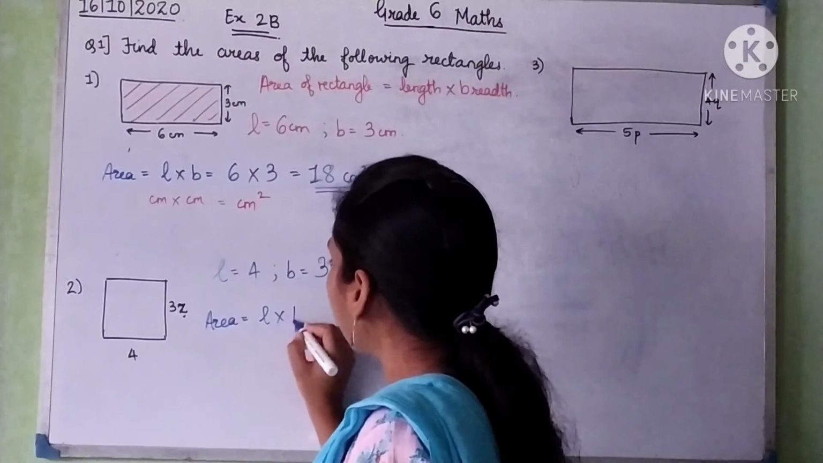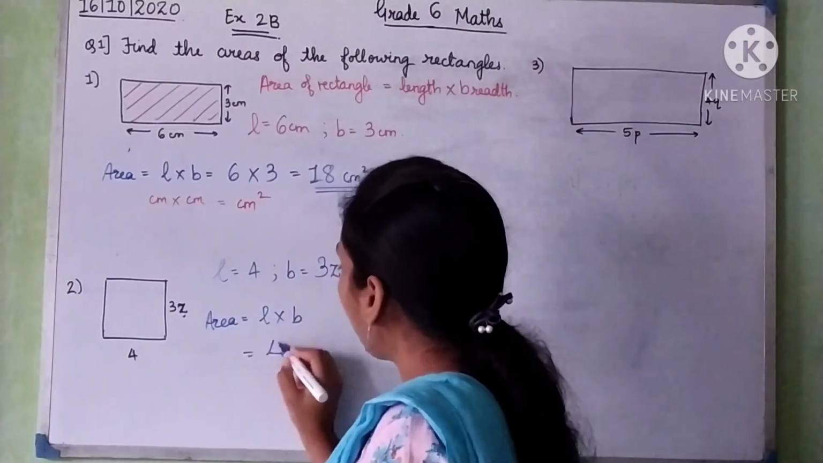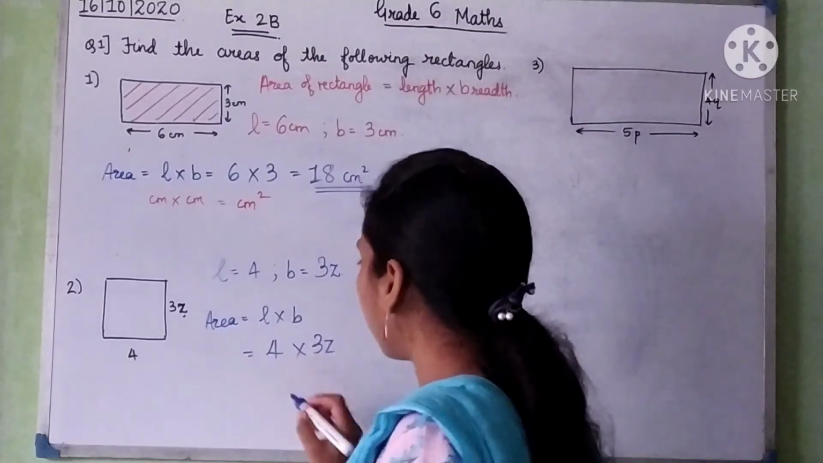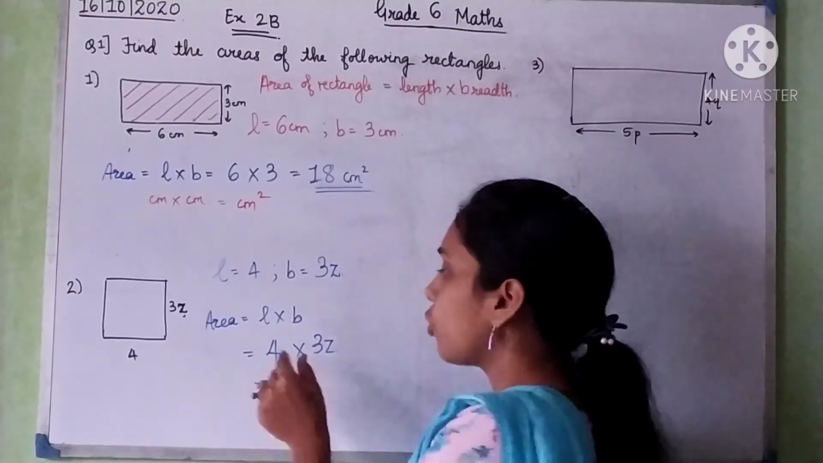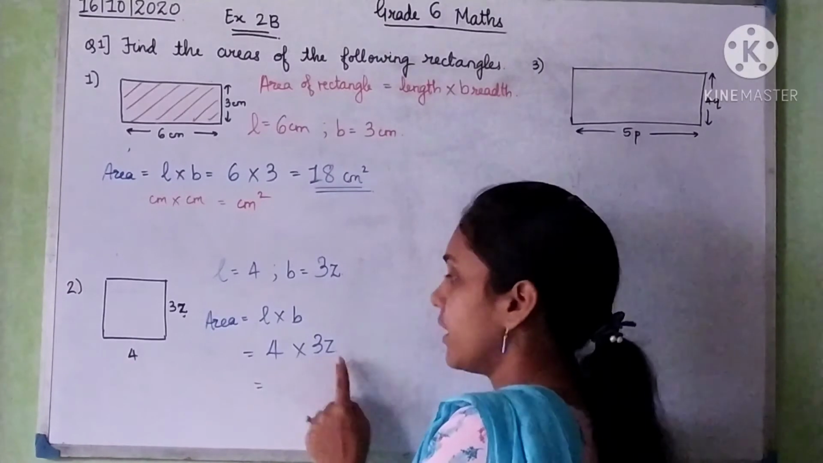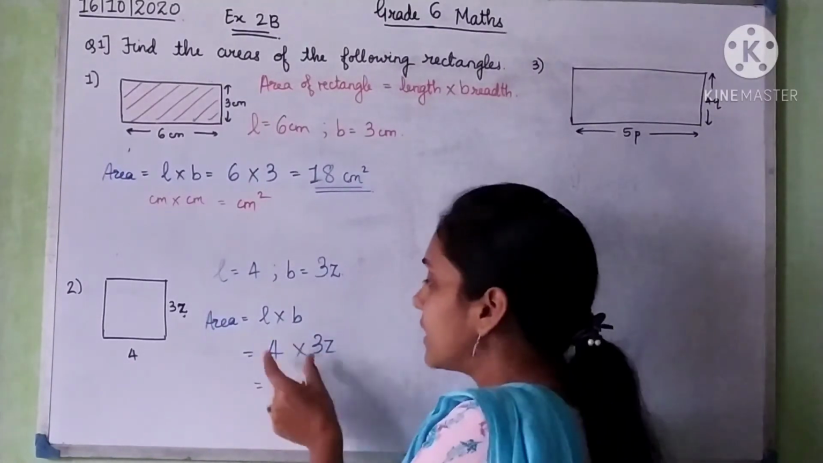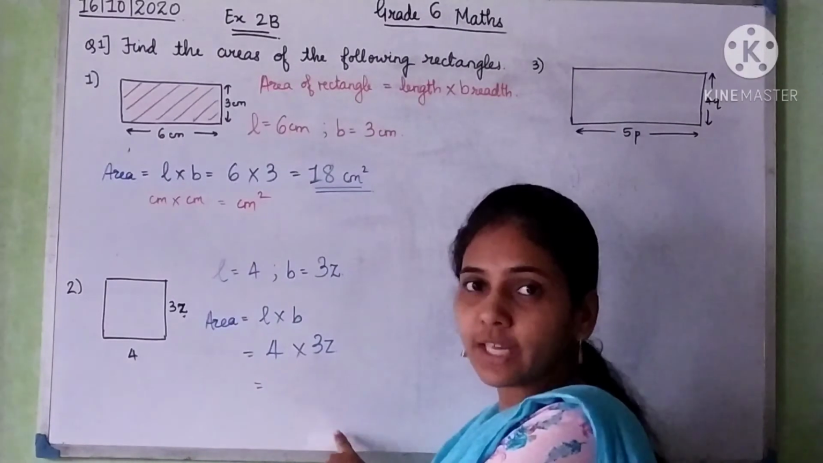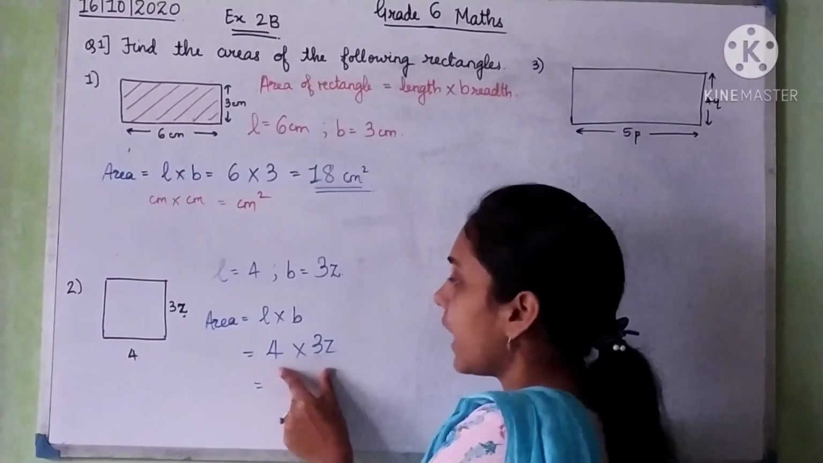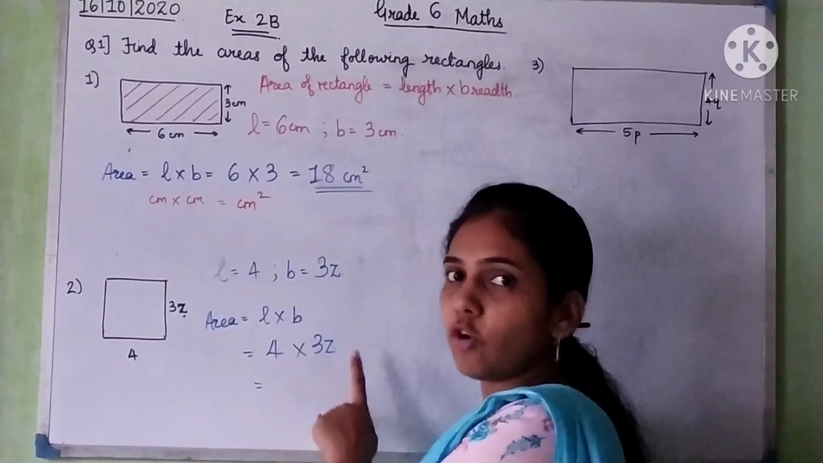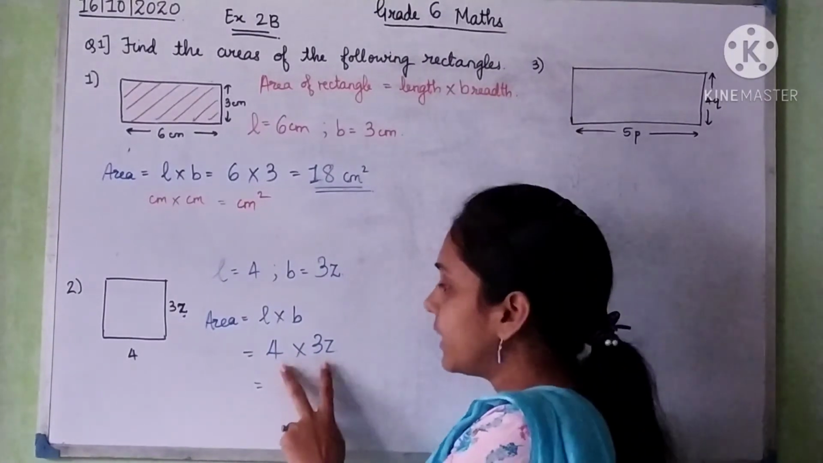It is length multiplied by breadth. Now the length is 4 and the breadth is 3z. So put the value of length and breadth here. On putting this, we have got 4 multiplied by 3z. Now 3 is with a letter z. But as I told you in our previous class, we can multiply two numbers even if one is having a variable also. Like here we can multiply these two numbers.